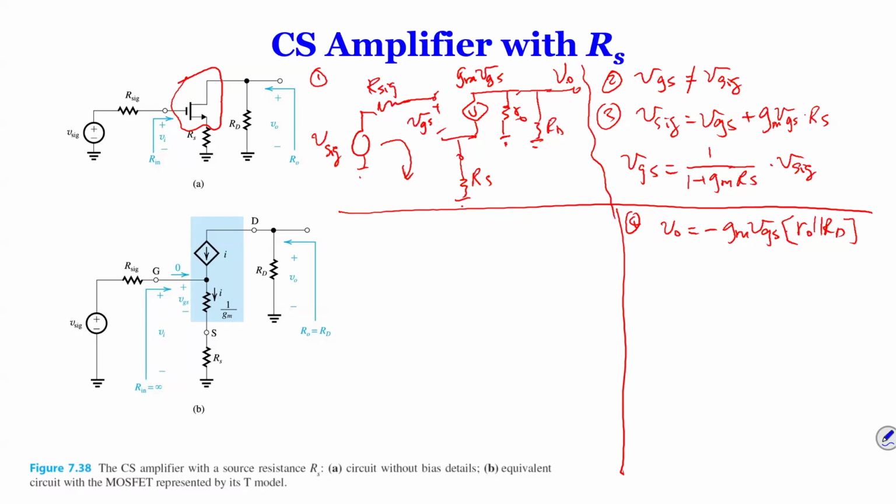So now we plug in VGS, which is VSIG times 1 over 1 plus GM RS. So now we can say that AV, equal to VO over VSIG, is equal to minus GM times RO in parallel with RD, times 1 over 1 plus GM RS.